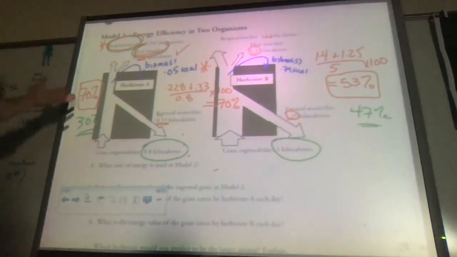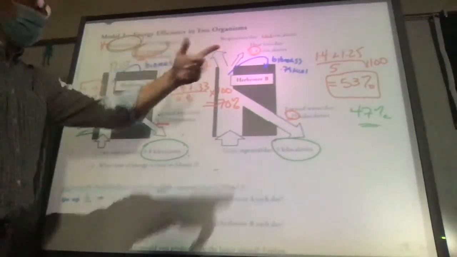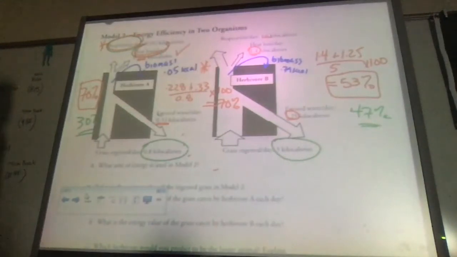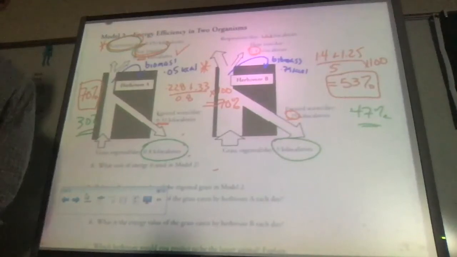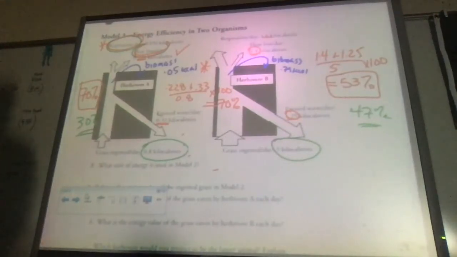So A, 70% of what it takes in doesn't do anything, only 30% actually gives it anything, compared to B, where 53% doesn't really do much, but 47% is used. So B would be considered the more efficient organism in this case, which has an impact down the road, which we go to the last page. It has an impact down the road when we start talking about carnivores and things that eat herbivores. Right?